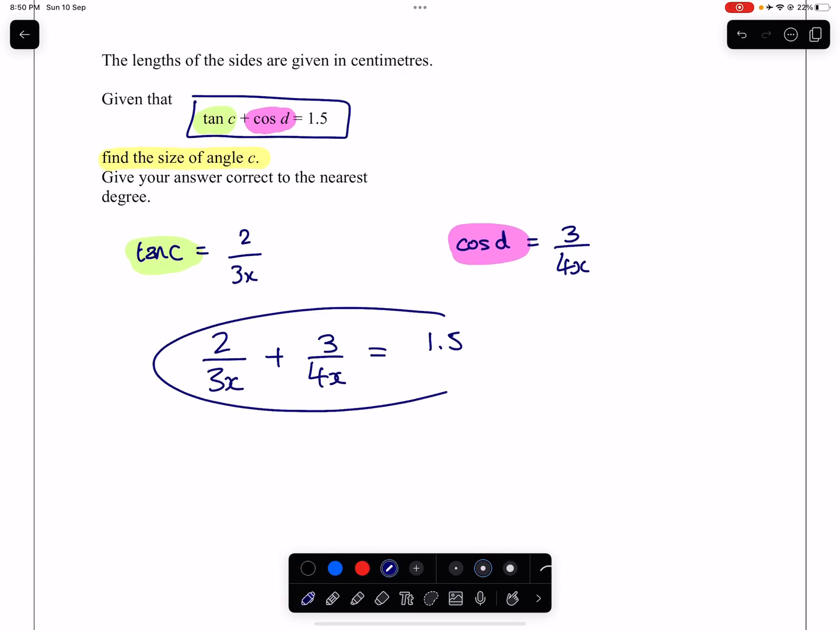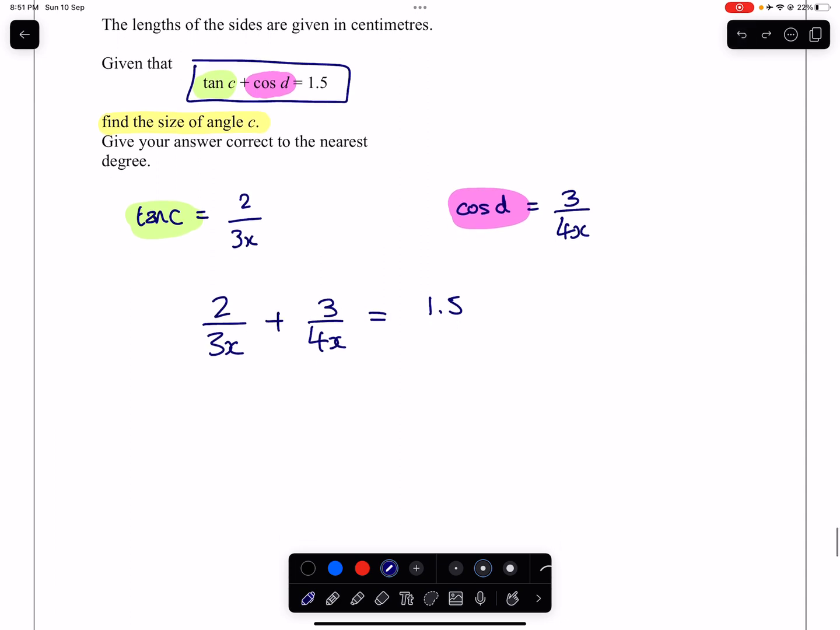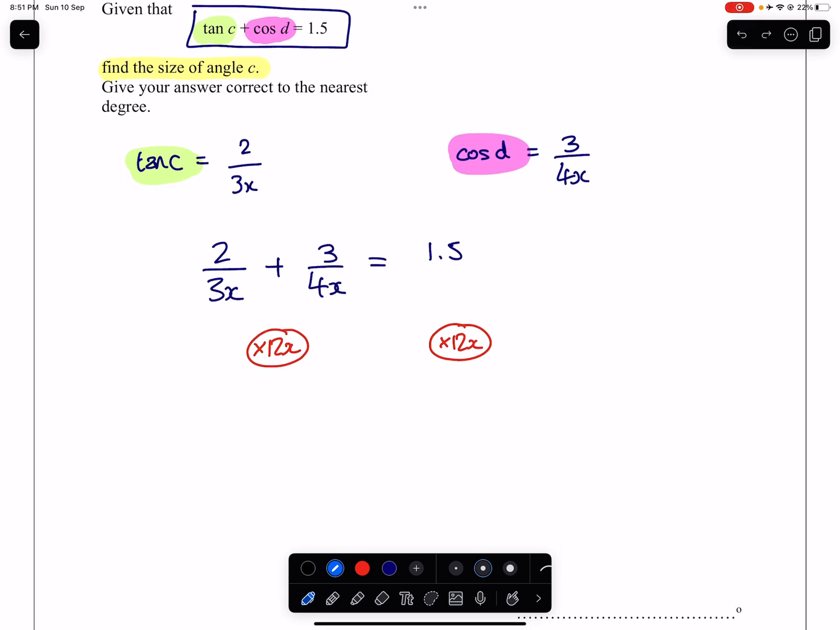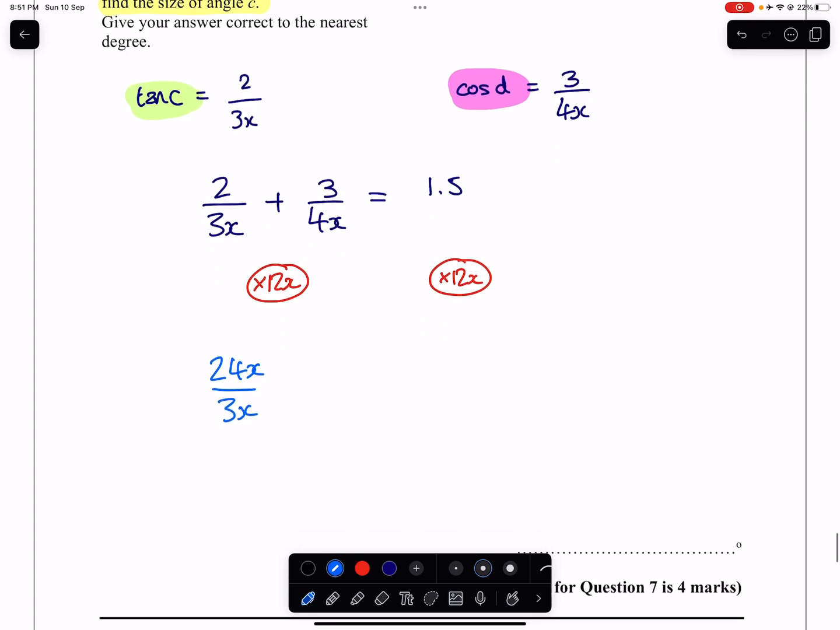So to solve this equation, we have fractions with letters on the bottom, which is a big problem. In order to get rid of both of these in one fell swoop, we can multiply everything on both sides by 12x, and that will get rid of not only the fractions with the numbers parts, but also the letter parts. If we multiply this by 12x, what we end up with is a 24x over 3x, which simplifies to become 8. This here is going to turn into a 36x over 4x, which simplifies to give us a 9. And on the right hand side, when we do 1.5 times 12x, we end up with 18x.